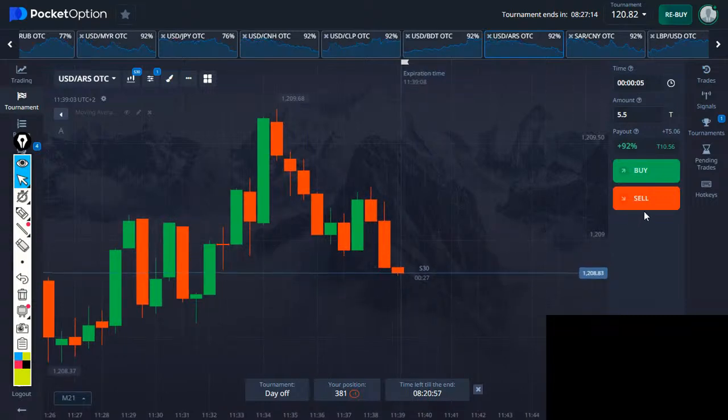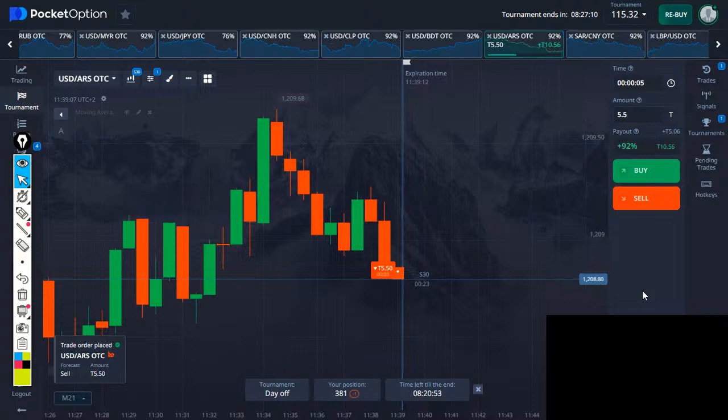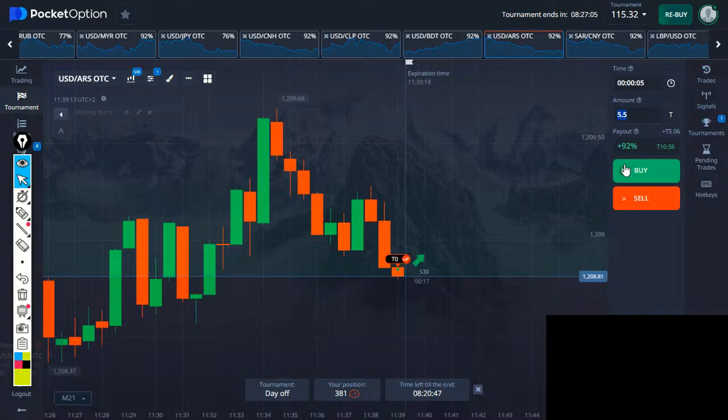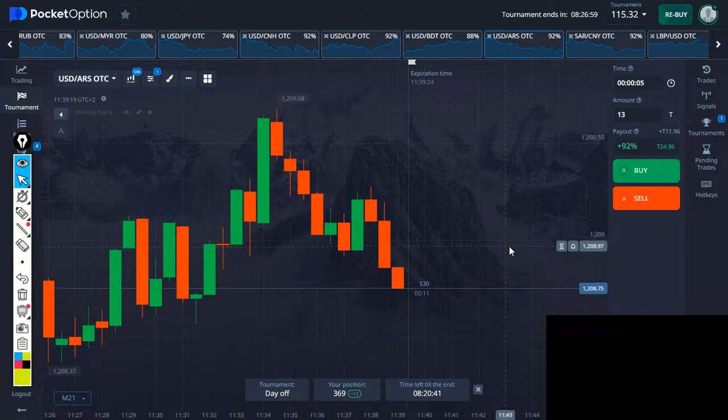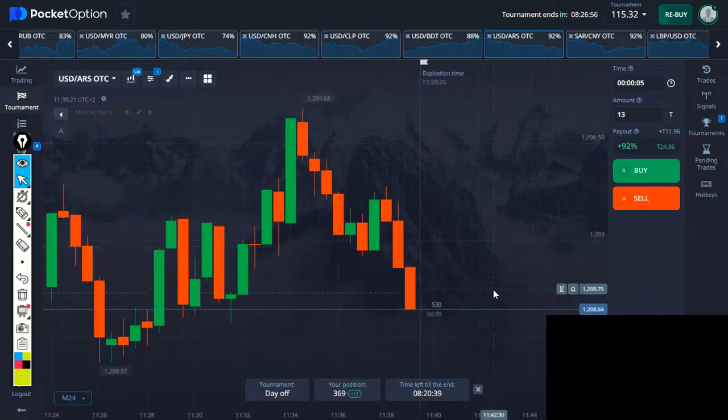Strong red, 26, 25. We go for a sell. Very close. And now we go to the fourth trade amount, 13. See, it's becoming risky. It's becoming risky. However, we are still in profit overall.